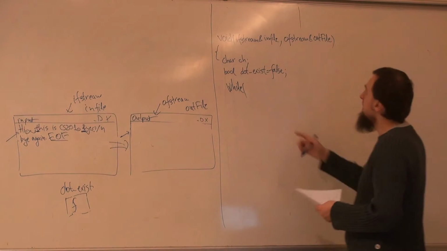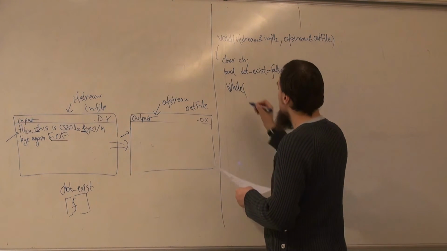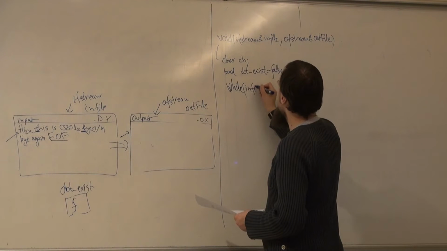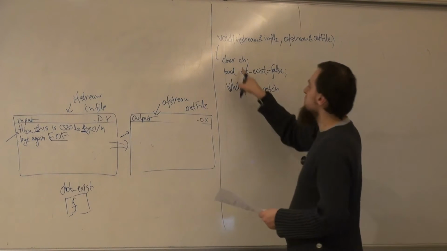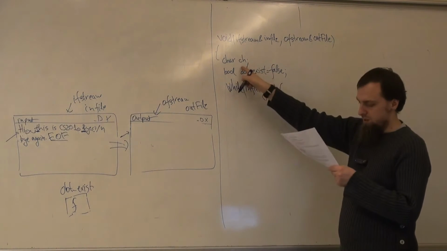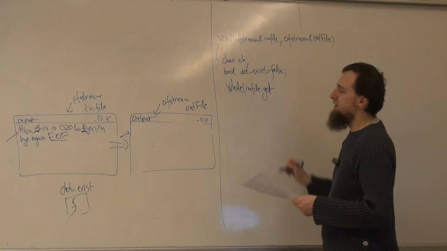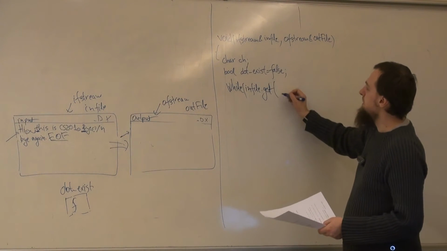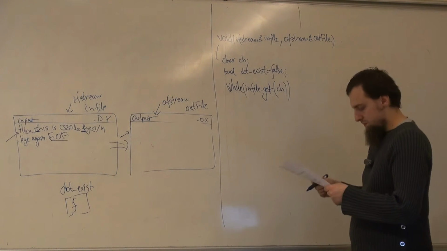So while from this input file we can get characters, we put them to this ch here. Actually it's only get, not get char. Get char is part of C. In C++ it's get only, so get ch. This is what we do.